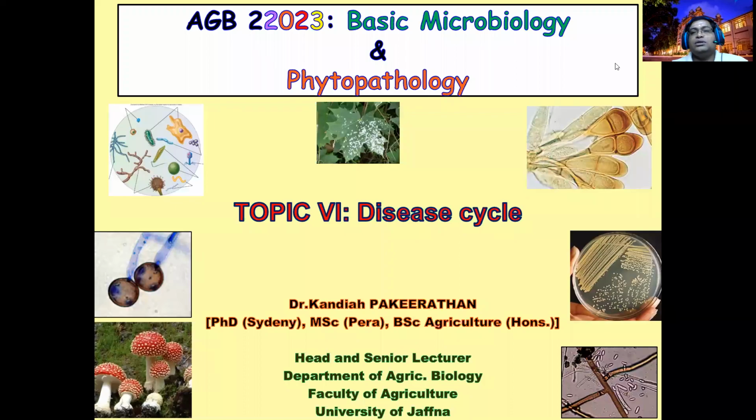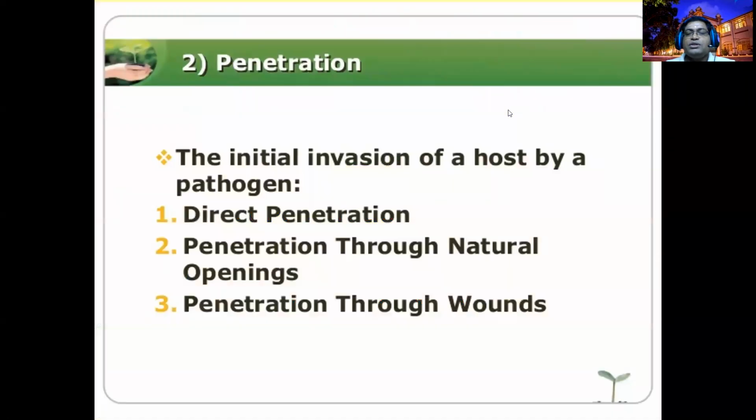Right? So in the last class section, we started the disease cycle. In the disease cycle, once the pathogen inoculum is received by the host, it may be the primary inoculum or the secondary inoculum. Thereafter, the pathogen should penetrate, right? There are several ways, and different pathogens have their own mechanisms.